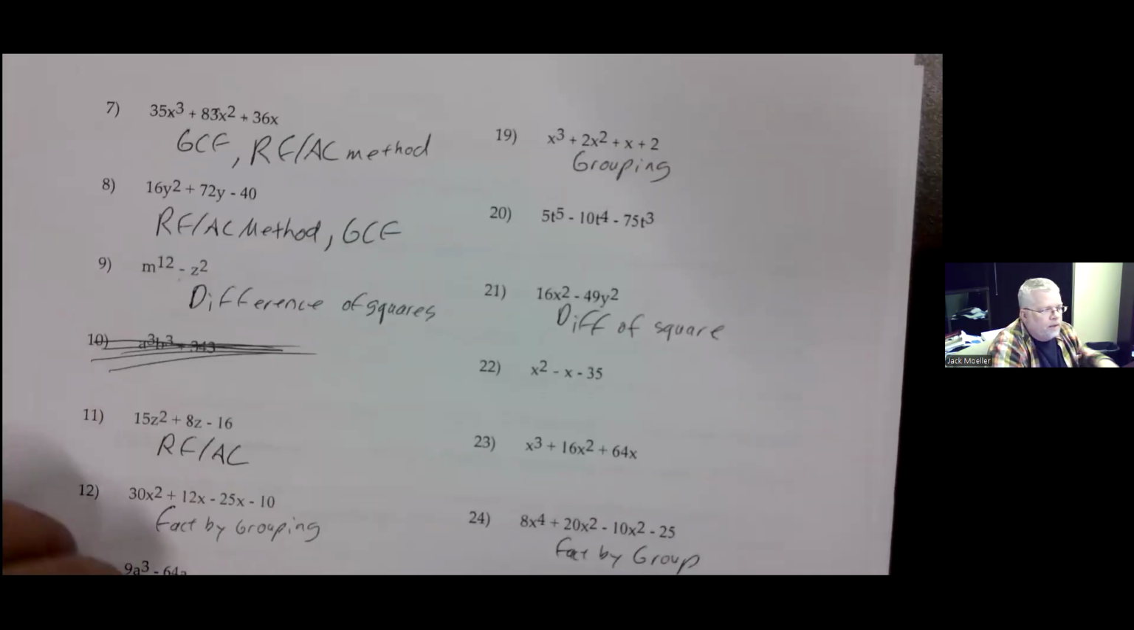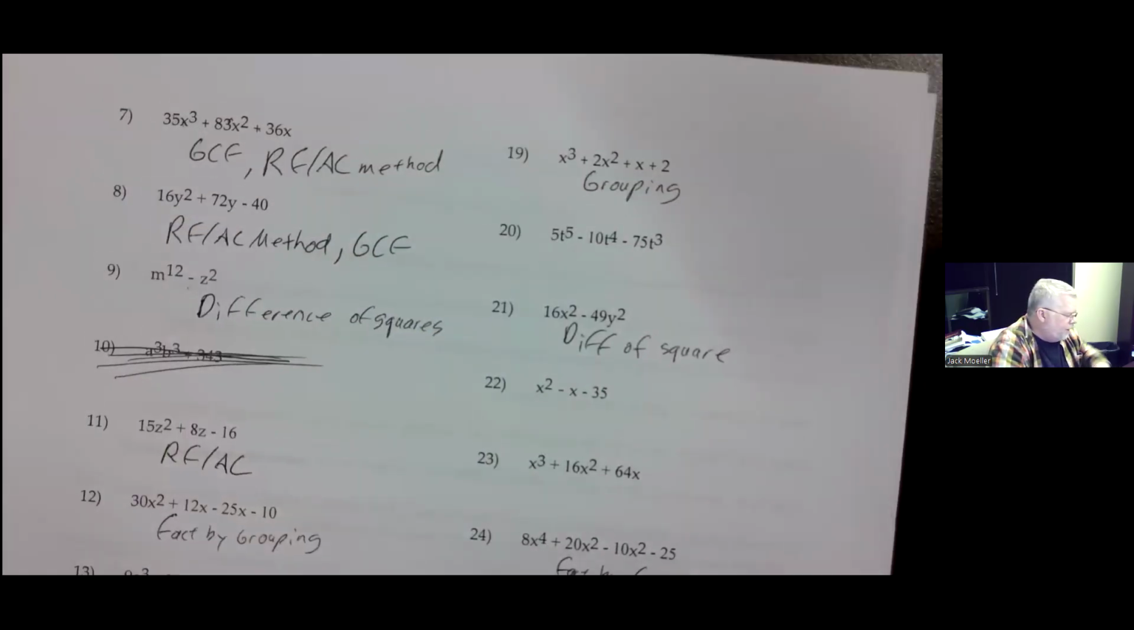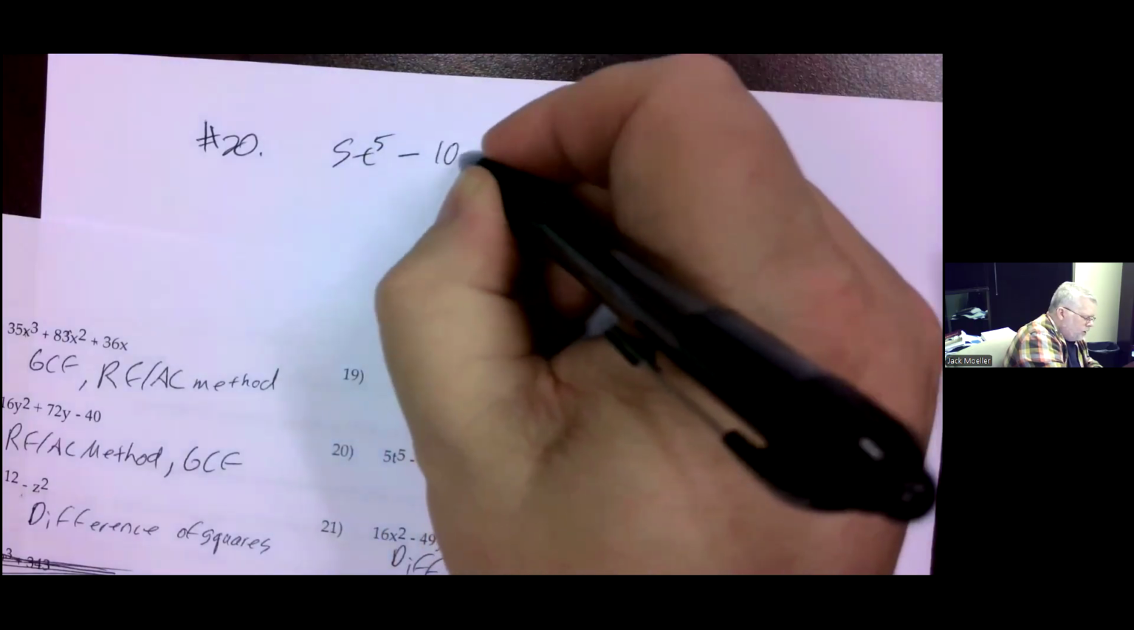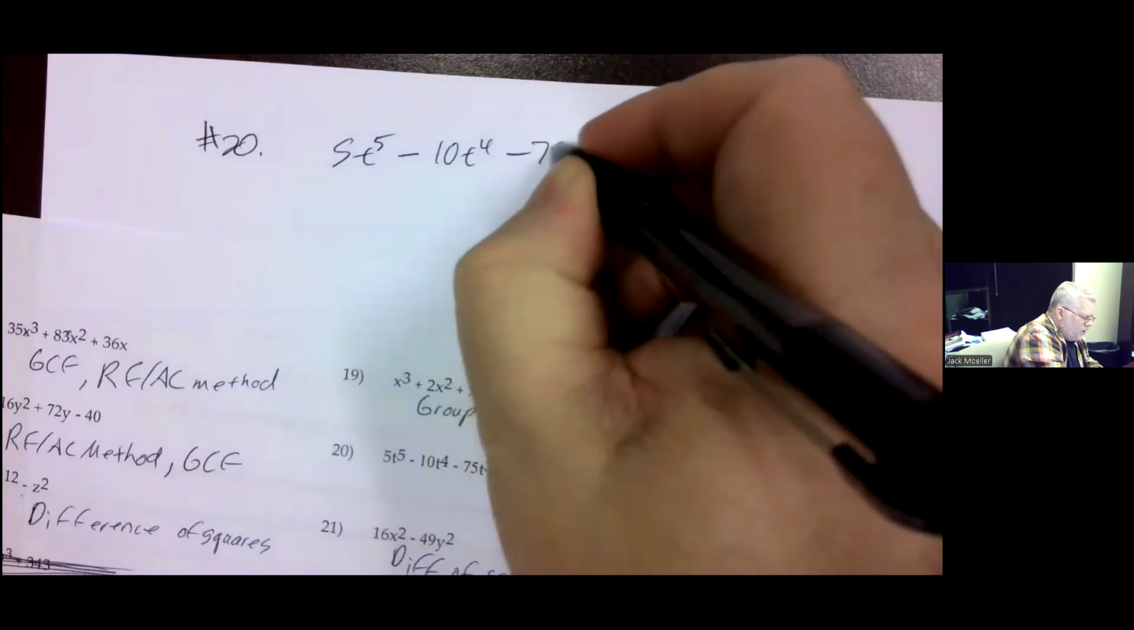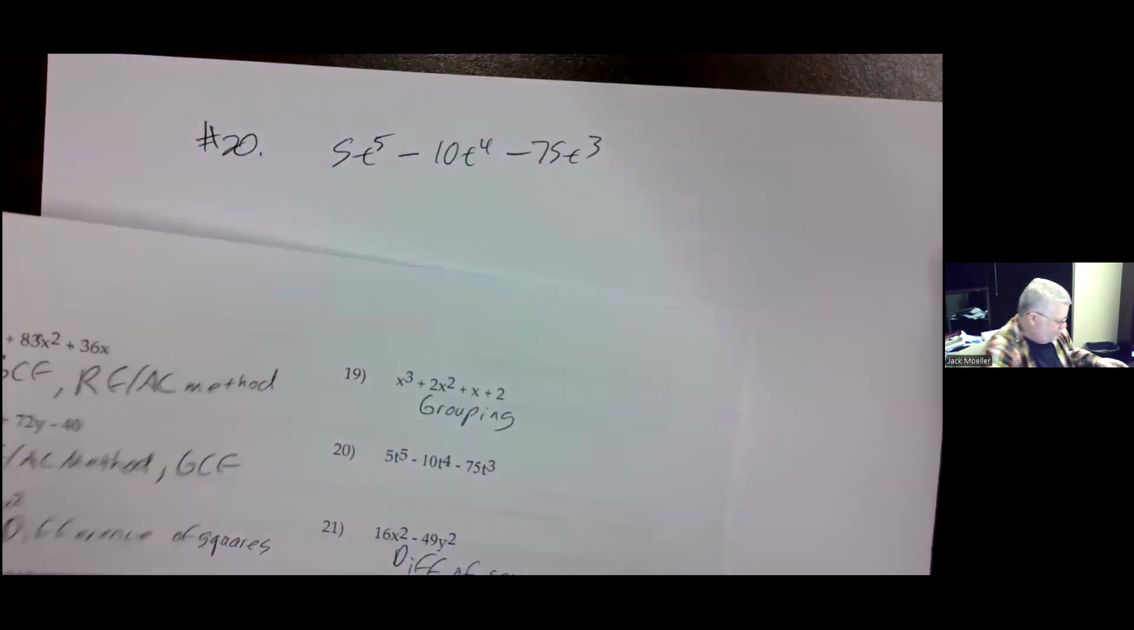Let's do one that has some negatives in it. Okay, so we're going to do number 20. We have 5t to the fifth minus 10t to the fourth minus 75t cubed.